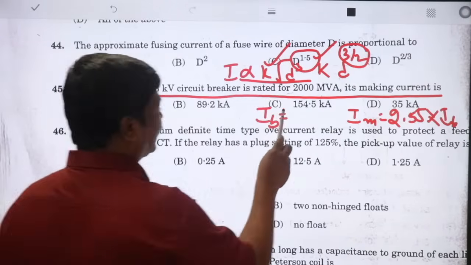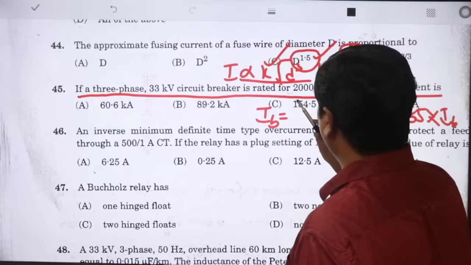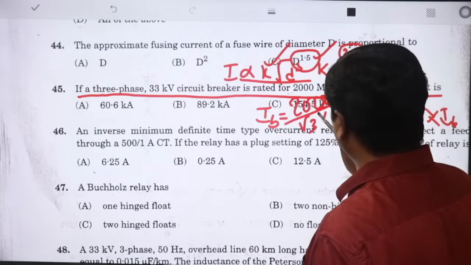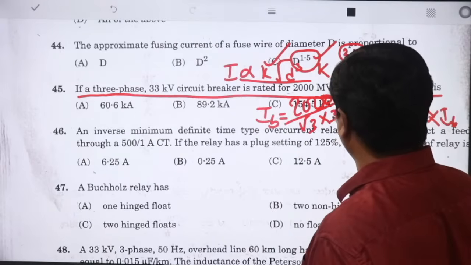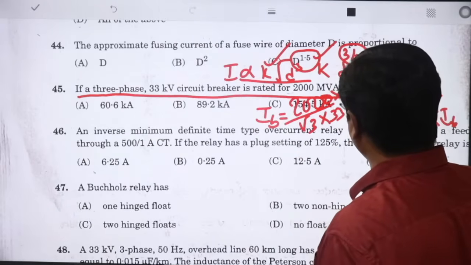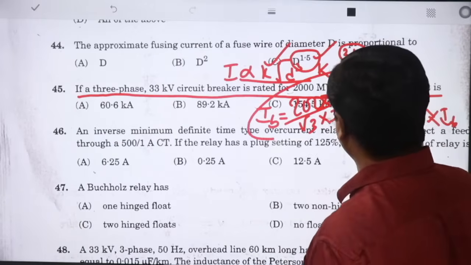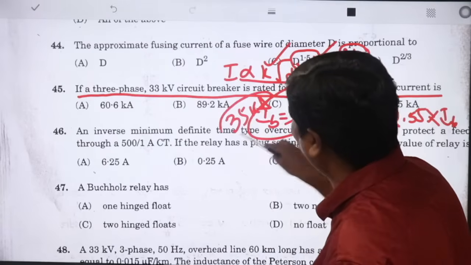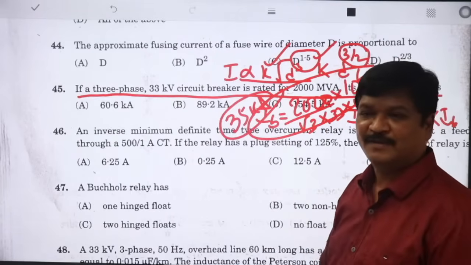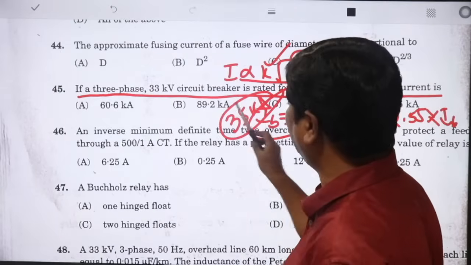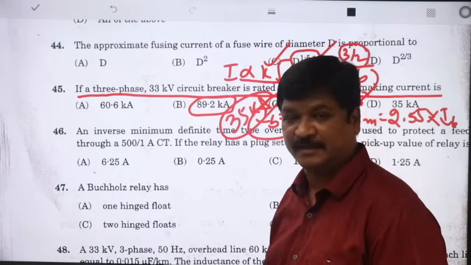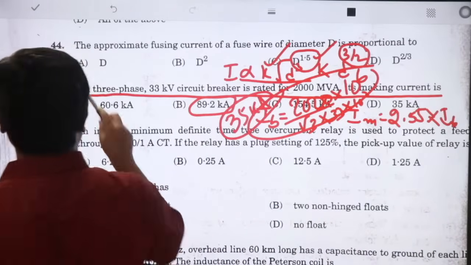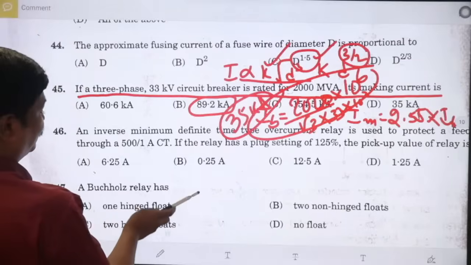So if you calculate braking current means what? 200 MVA capacity divided by root 3 times the voltage. What is the voltage given? 33 kV given. This is 10 power of 6, this is 10 power of 3. If you calculate this one, I think braking current we are going to get 35 kilo amperes. Last 25 years it is a noted problem for me. So making current is 2.55 times of 35, 89.2 kilo amperes. Right, Amma. Next.